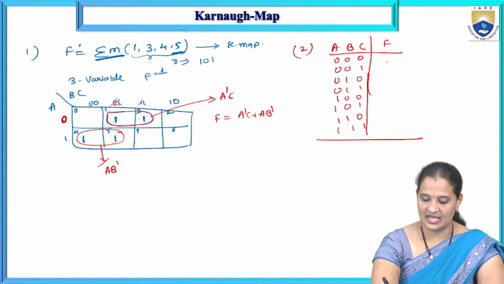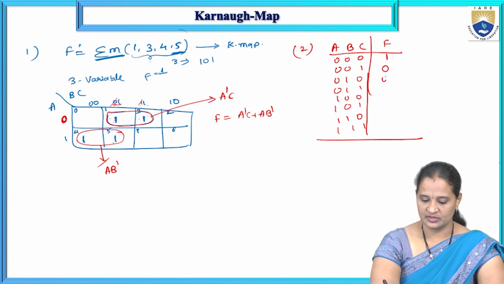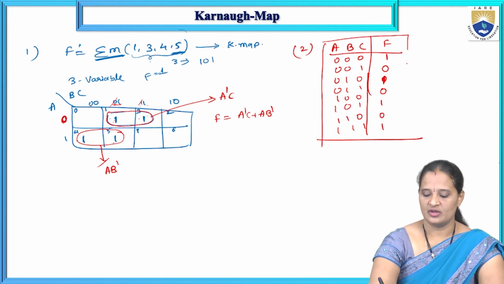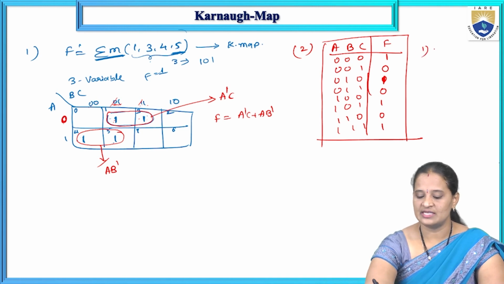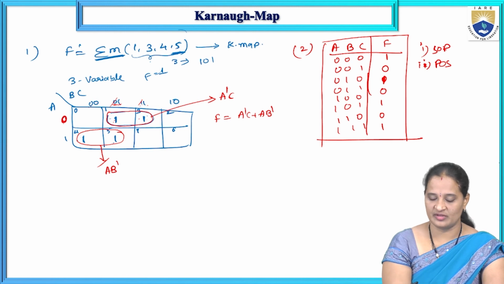So now in this case, the outputs are 1, 0, 1, 0, 1. This is the function given, in the form of a truth table. Now derive the simplified SOP as well as POS. It is the problem given. SOP and POS we need to get from the truth table which is given.